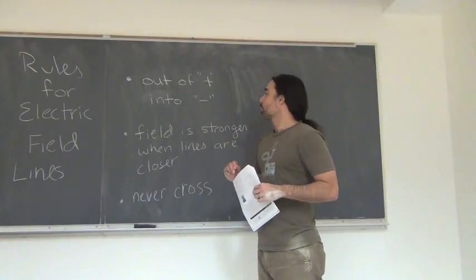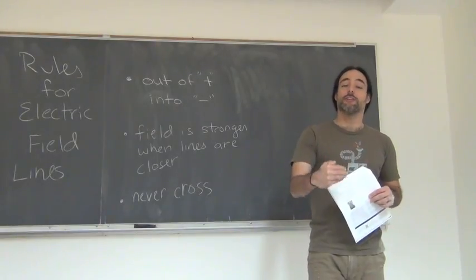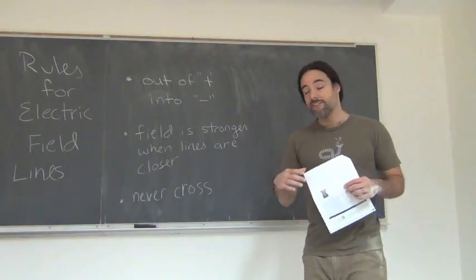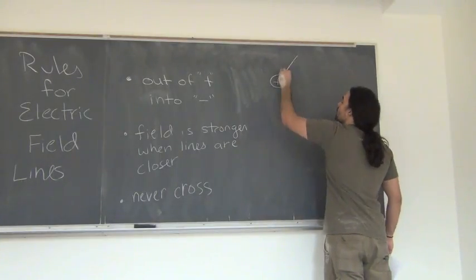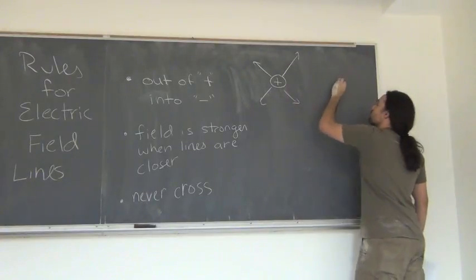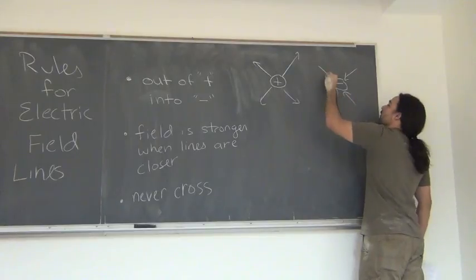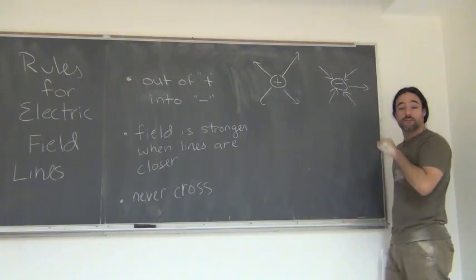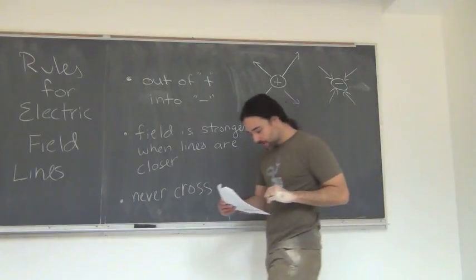The first rule is that the electric field always comes out of a positive charge and into a negative charge. So if you have positive charges, the electric field is going to come out of the positive charges, and if you have negative charges, the electric field will go into the negative charge. You can't have an electric field coming out of a negative charge. It doesn't work that way.